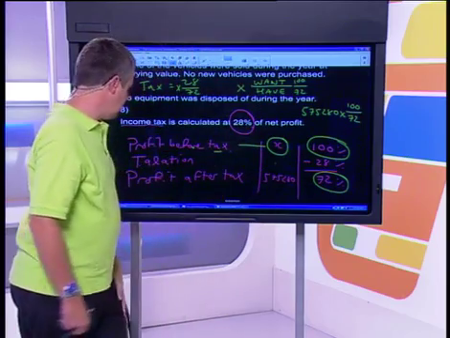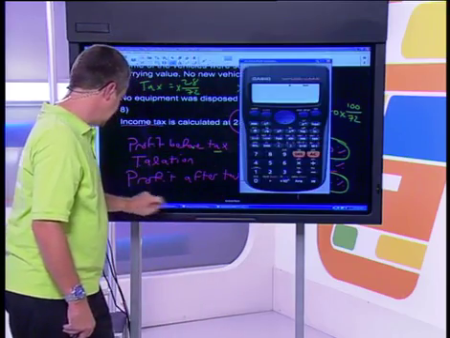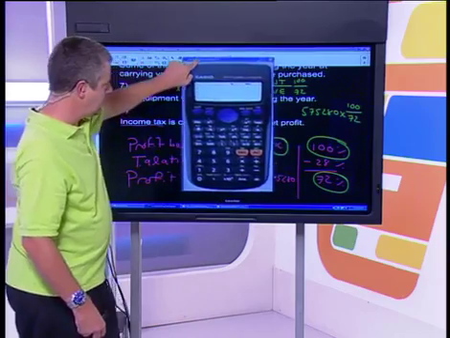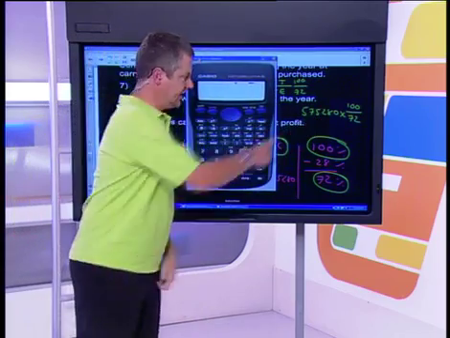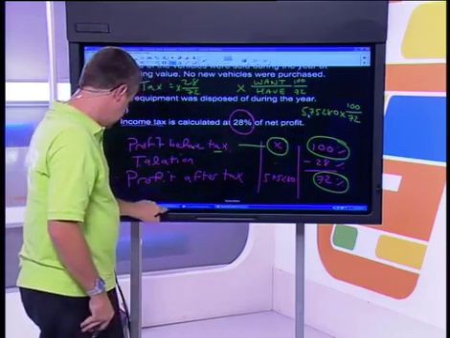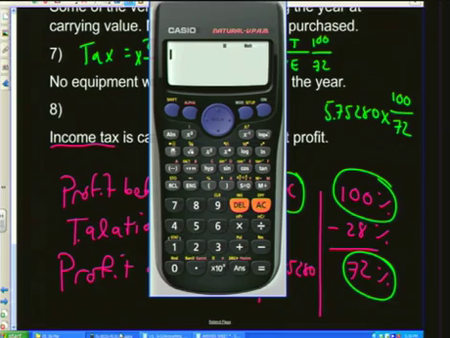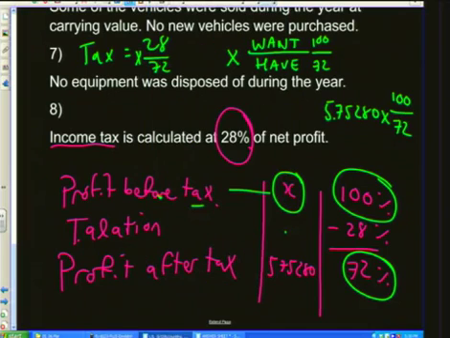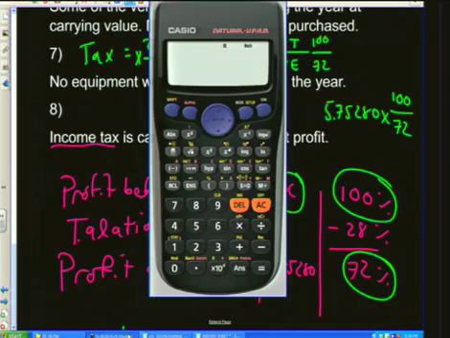So if we now want to work out our profit before tax, let's get the calculator up. What we're going to do is just type in this little calculation onto the calculator. I've got some calculator gremlin here at the moment. Let's try that again.